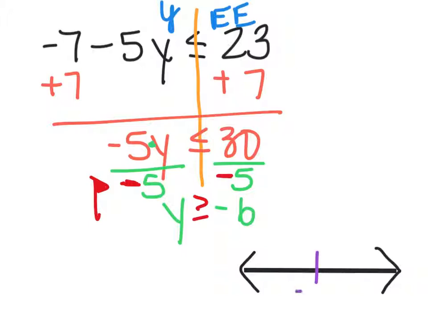So I have negative 6. Negative 7 is going to be on the left and negative 5 is going to be on the right. Because it was an equal to, it wasn't just greater than, it was greater than or equal to. That tells me my circle is going to be solid. And if my sign is greater than, my y is on the left and the graph is pointing to the right.